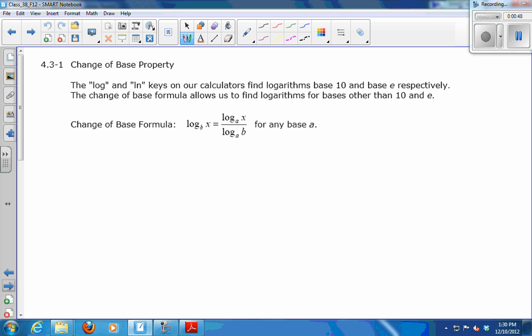So let's say I have log base b of x, right? And I want to know what that is. I want the calculator to figure it out for me. Well, it's got to be something, right? Some unknown quantity. So let's call it y. All right, so if log base b of x equals y, what exponential equation means the same thing as that equation? b to the y equals x.